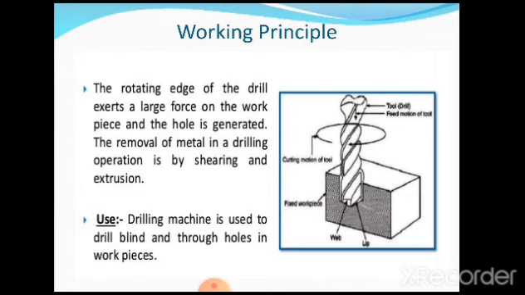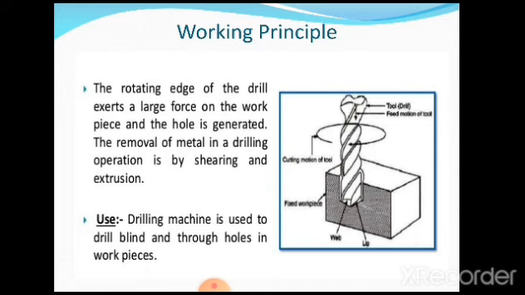The rotating edge of the drill exerts a large force on the workpiece and the hole is generated. The removal of metal in a drilling operation is by shearing and extrusion. If you think practically about how holes are drilled, it is due to the shearing and extrusion of the material that a hole is produced in the workpiece. A drilling machine is used to drill blind and through holes in workpieces.